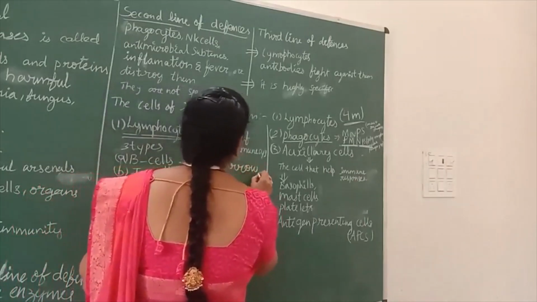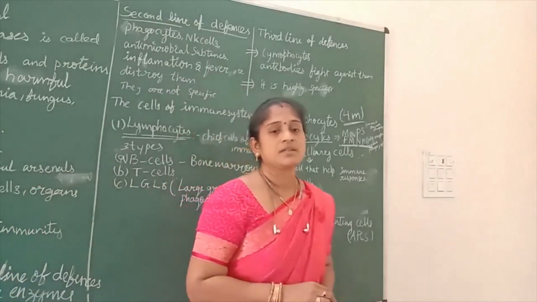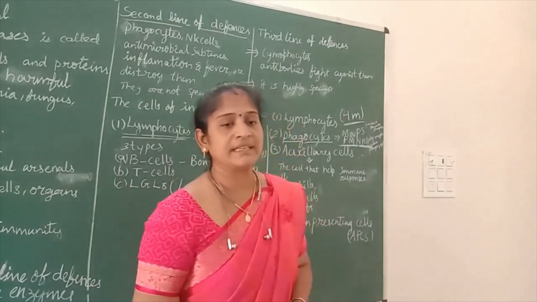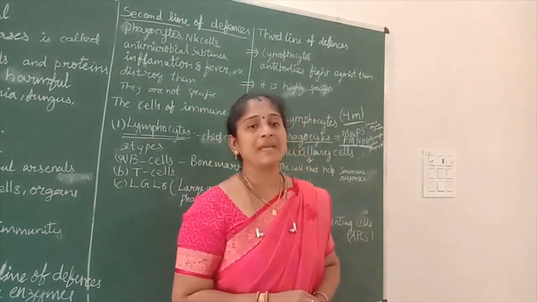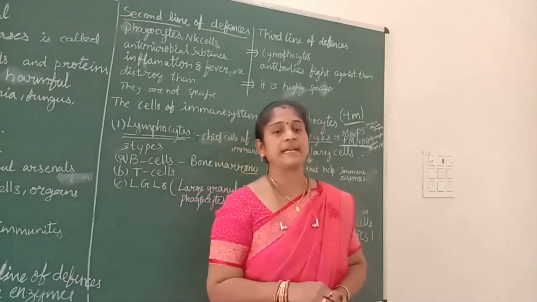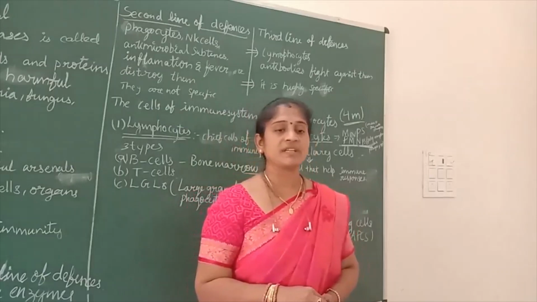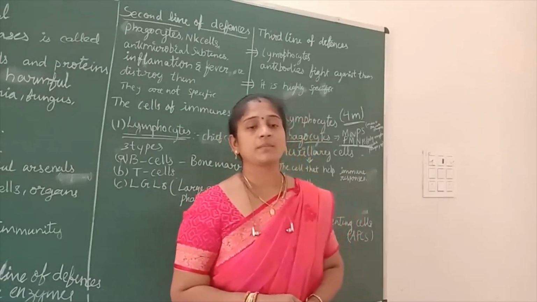This bone marrow, where is it present? In the bones. So they are produced from the bone marrow of the adult mammals and from the liver of the fetus, and the bursa of Fabricius in birds. In birds also it will develop.